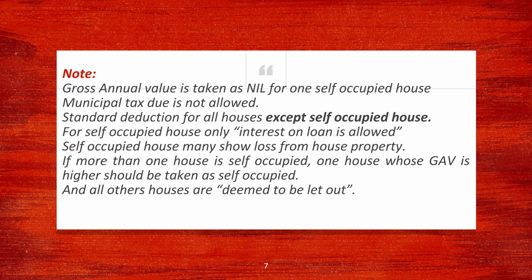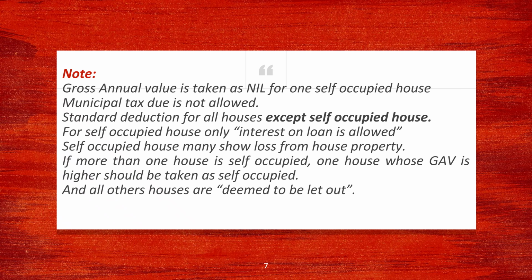Gross annual value is taken as nil for one self-occupied house. Municipal tax is not allowed. Standard deduction for all houses except self-occupied house is allowed. For self-occupied house, only interest on loan is allowed. Self-occupied house may show loss from house property.